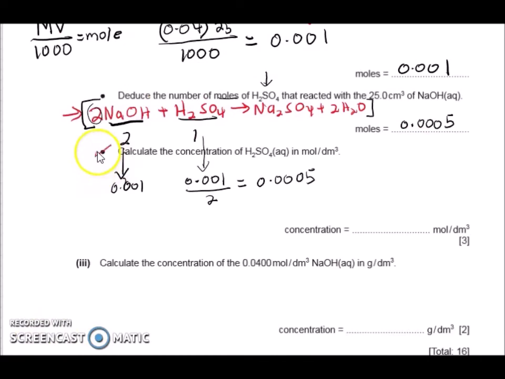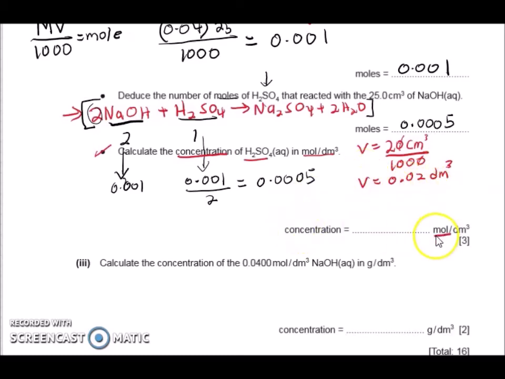Okay, now the last one, calculate the concentration of acid in molarity. So what we can do here is, the acid is given by the volume. The volume is 20 cm³. So we have to change this to dm³ by dividing by 1000. So we'll be getting V as 0.02 dm³.